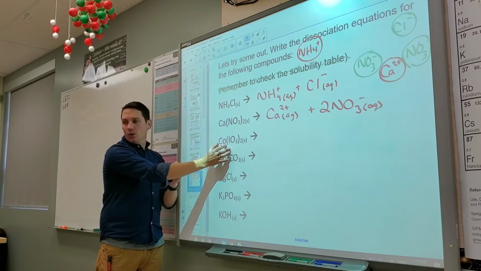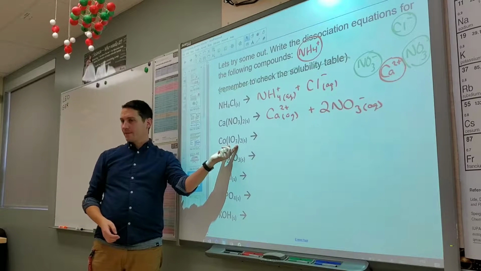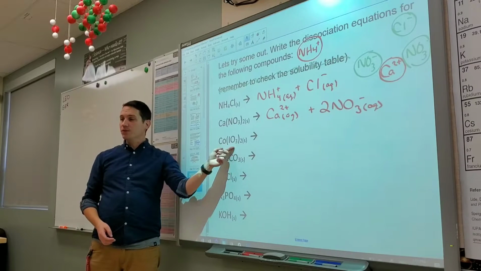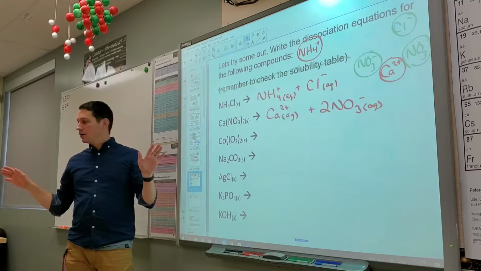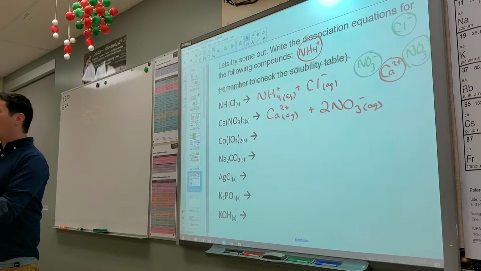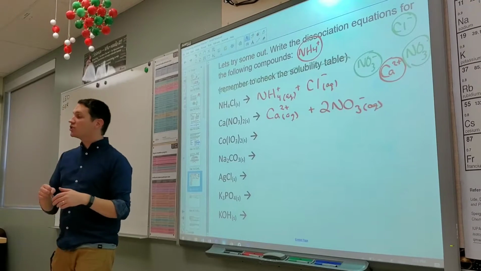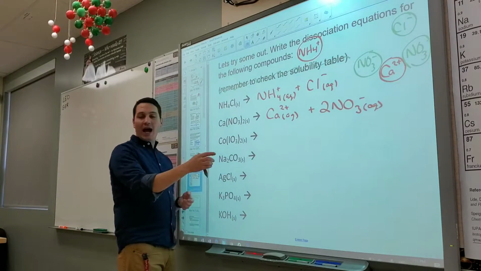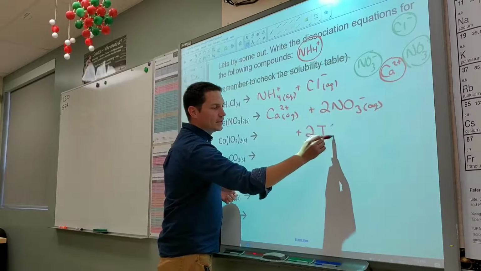What is CO? Cobalt. And what is IO3? That's iodate. What is the charge on one of those two things? Do you know the charge on either of those things? Cobalt's multivalent, and that's the problem, right? You don't know the charge on cobalt, but you do know the charge on iodate. So what's the charge on one iodate? Negative one. So how many iodates are we going to make? Two. We're going to make two iodates.